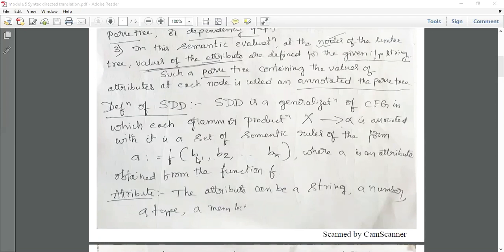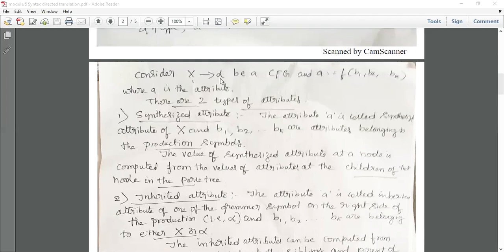Whatever b1, b2, b3 are, these are nothing but some attributes. So A is an attribute, obtained as a function of b1, b2, and so on. What is that particular function available in the particular productions? The total answer is called an attribute. Grouping together in the particular function from b1 to bk, that function having certain attributes, we keep it as a. Here they have written nicely: an attribute can be a string, a number, a type or a memory location. Consider X tends to alpha to be a context free grammar, A equals f of b1, b2, ..., bk, where A is an attribute. For every function we have to worry about the attributes.